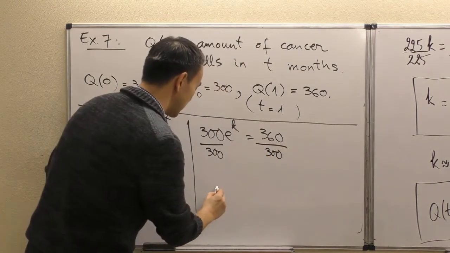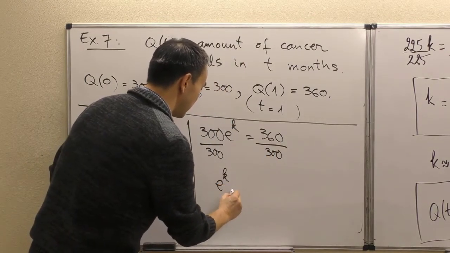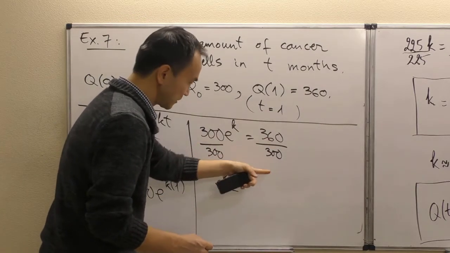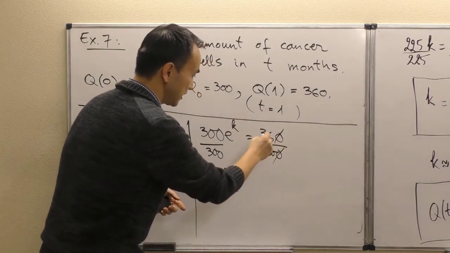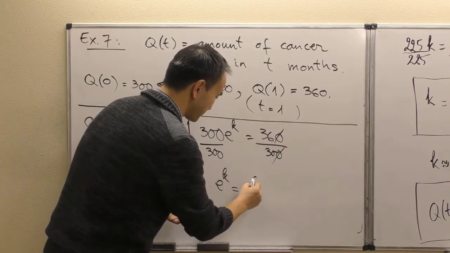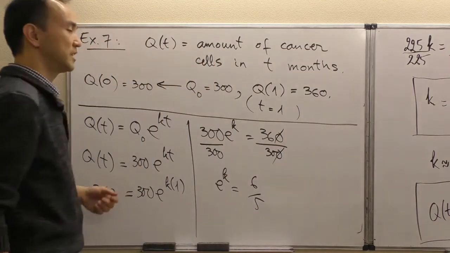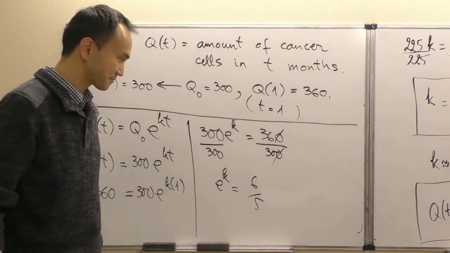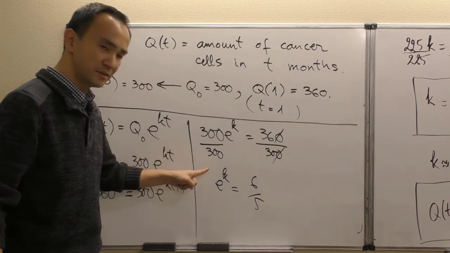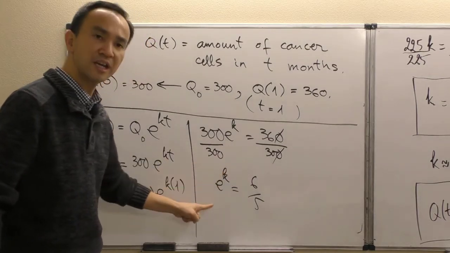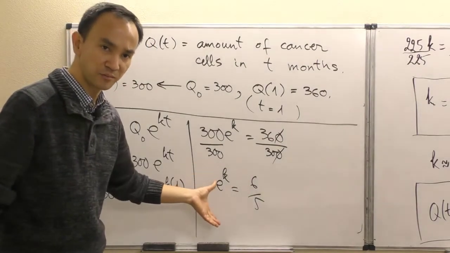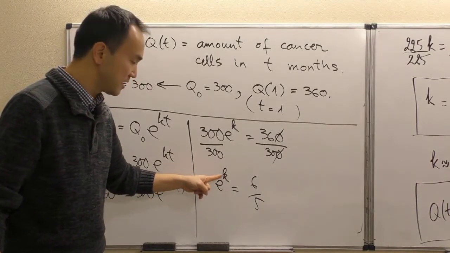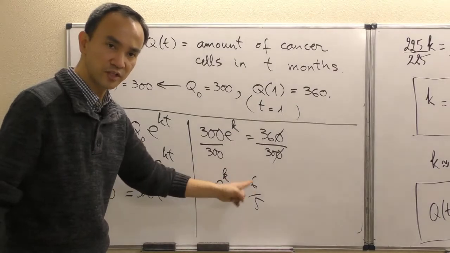That leads me to e to the k equals, after canceling both sides by a 10 and by a 3, 6 over 5. Now this is my equation in exponential form: base e raised to some unknown value k equals the value 6 over 5.